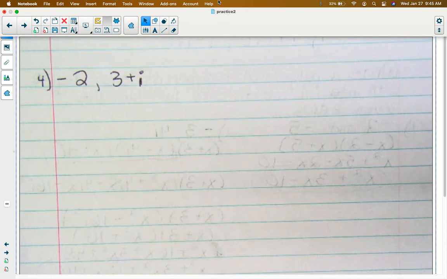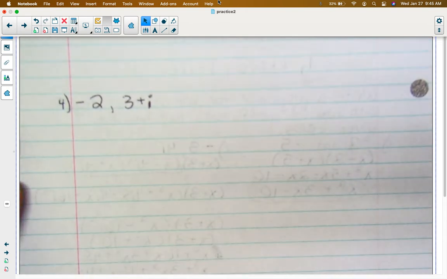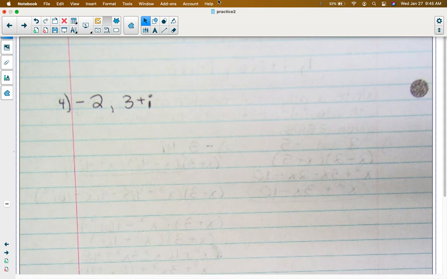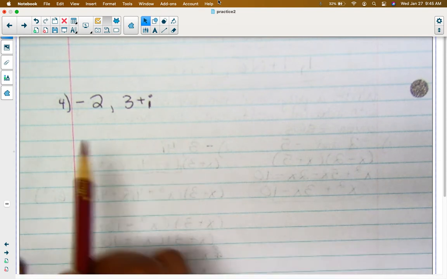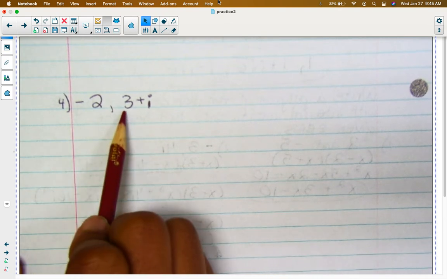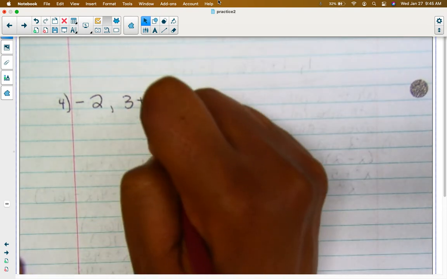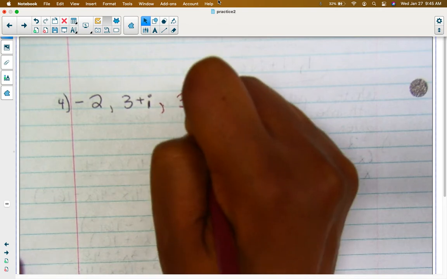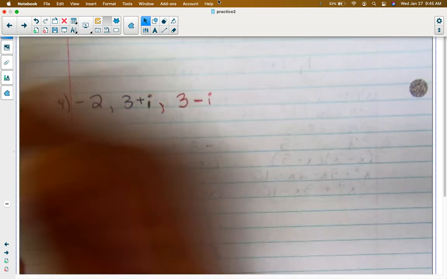Last one, number 4. Okay. Say I want to create a polynomial that has roots negative 2 and 3 plus i. I still need to include the buddy that goes with 3 plus i. So I need to include the complex conjugate. Negative 2 is a real root. 3 plus i is an imaginary root. We need to add 3 minus i.